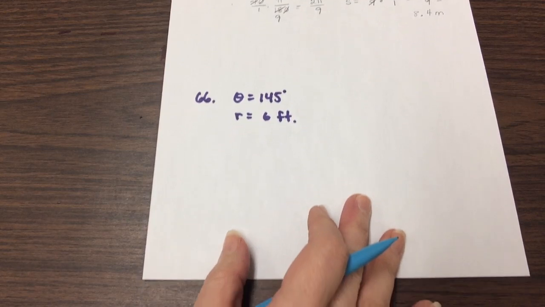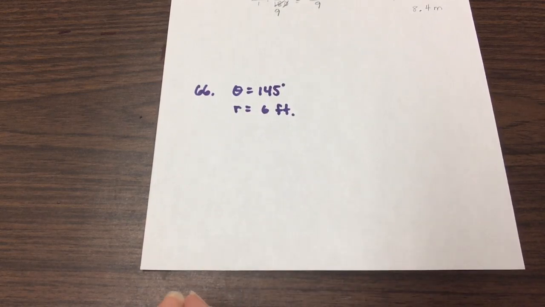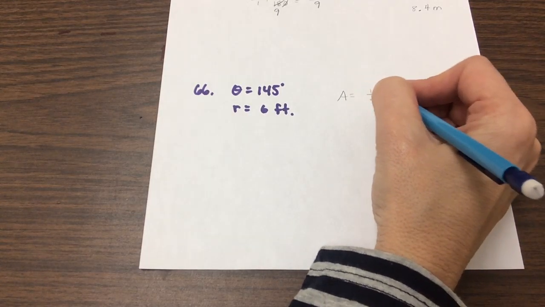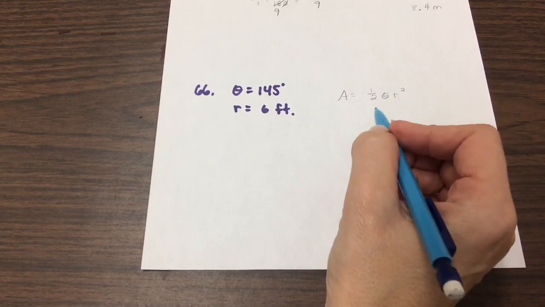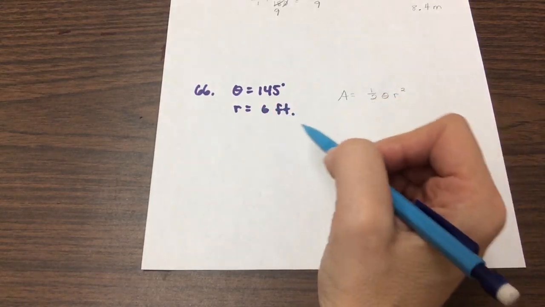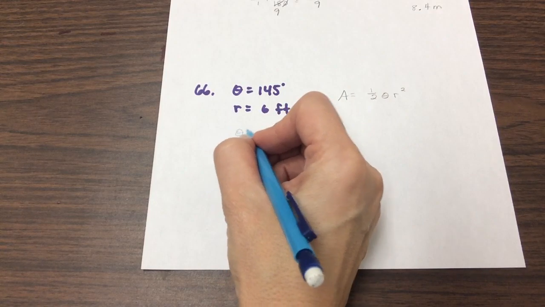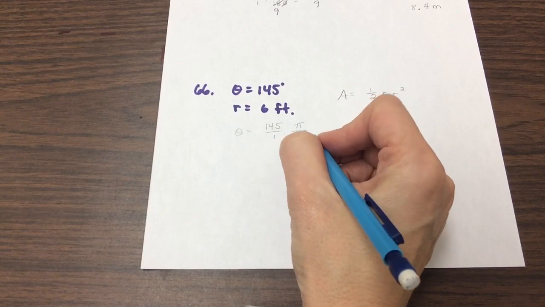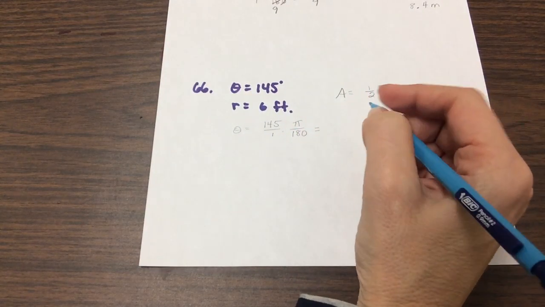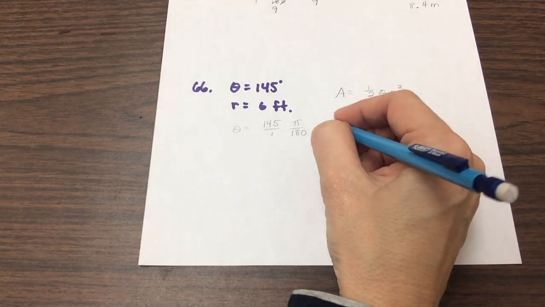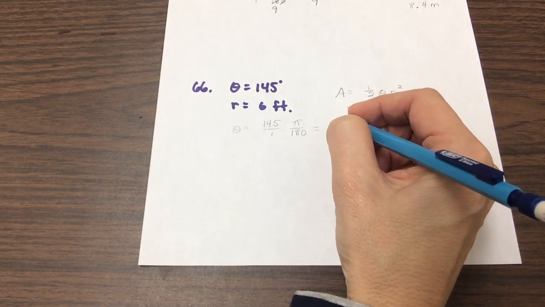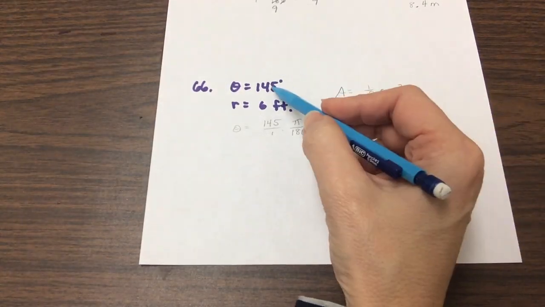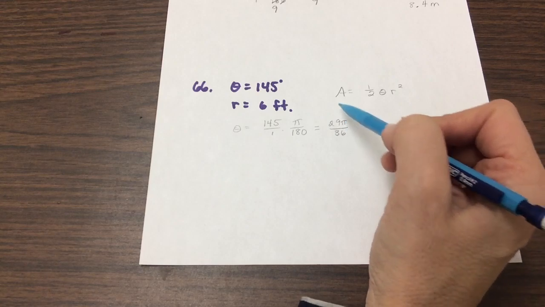Now this one is actually asking for the area of the sector. Same thing, I'm going to use my formula, which I already found to be 1/2 times theta times r squared. Okay, so what have they given me? They've given me theta, they've given me r. I need to convert that theta to radians. And when I do that, I get 29 pi over 36. Okay, so I've converted 145 to radians. Now I'm just plugging it in.